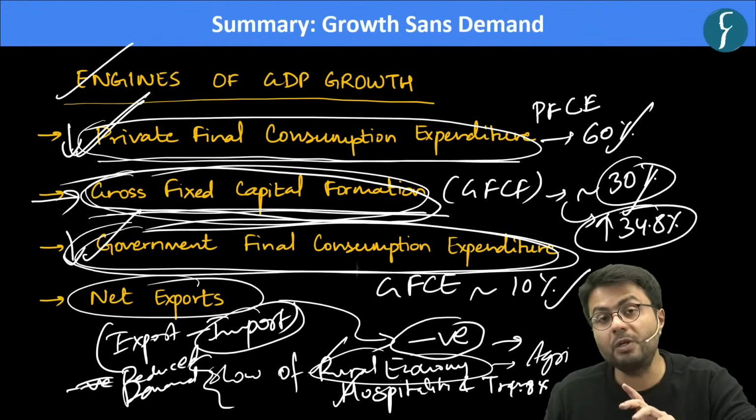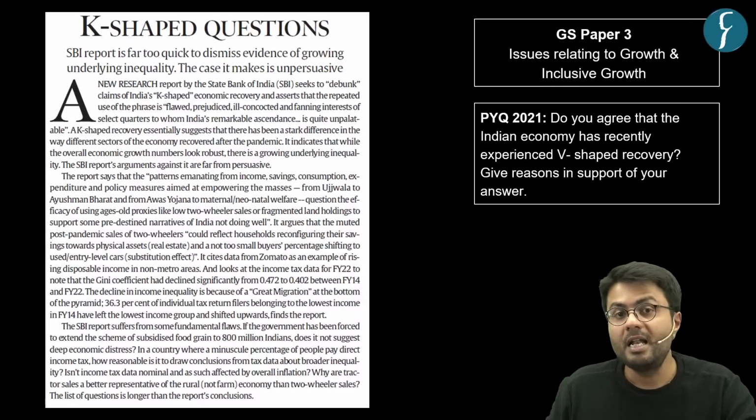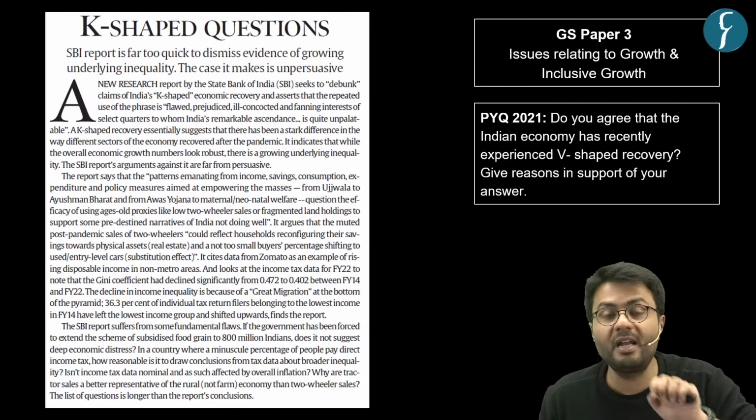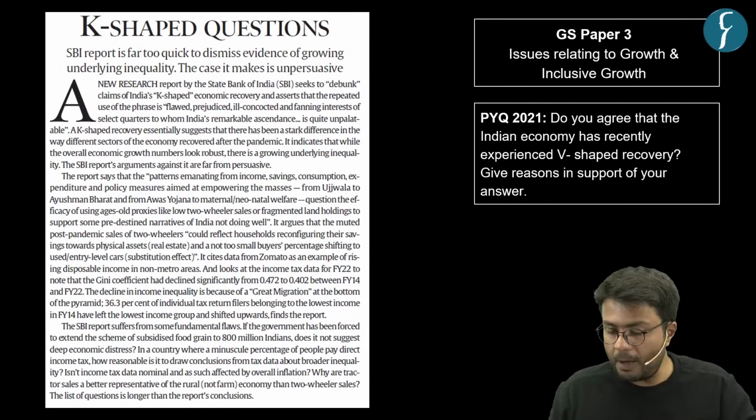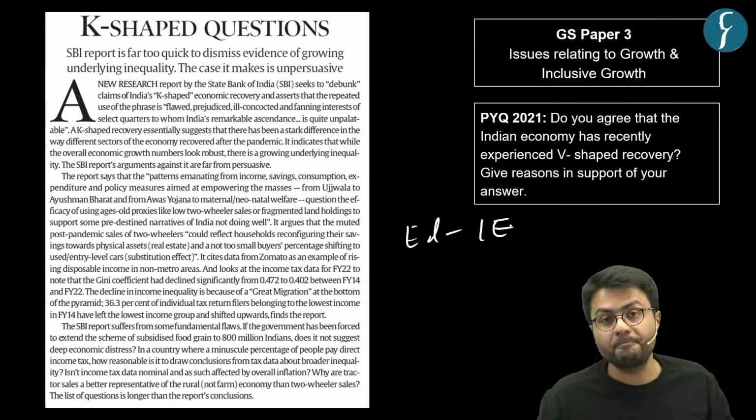Hence, this was the summary of the first editorial. And with this, let us move to the first mains related article of the day, which appeared in the editorial section of the Indian Express.